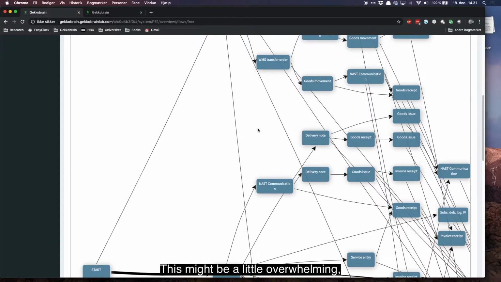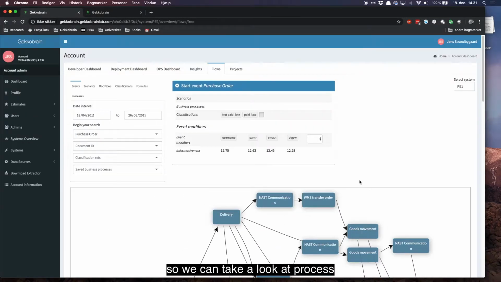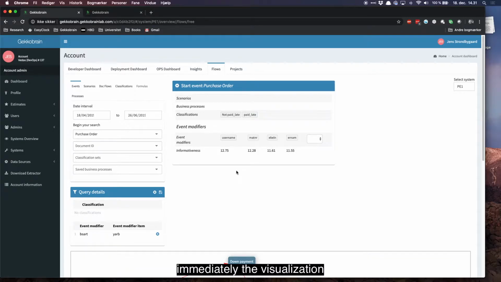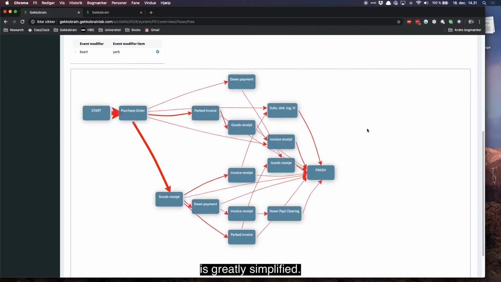This might be a little overwhelming, so we can take a look at process variants, and in this case I'll limit the visualization to the Ariba procurement process. And immediately the visualization is greatly simplified.